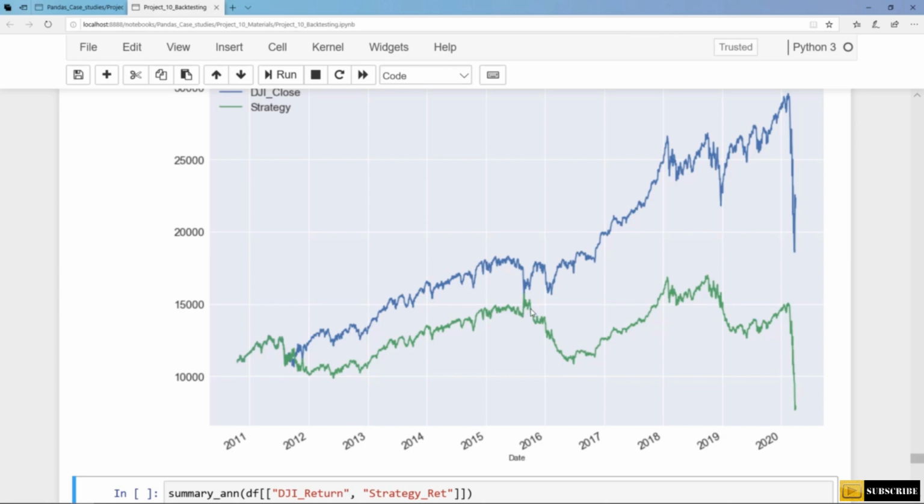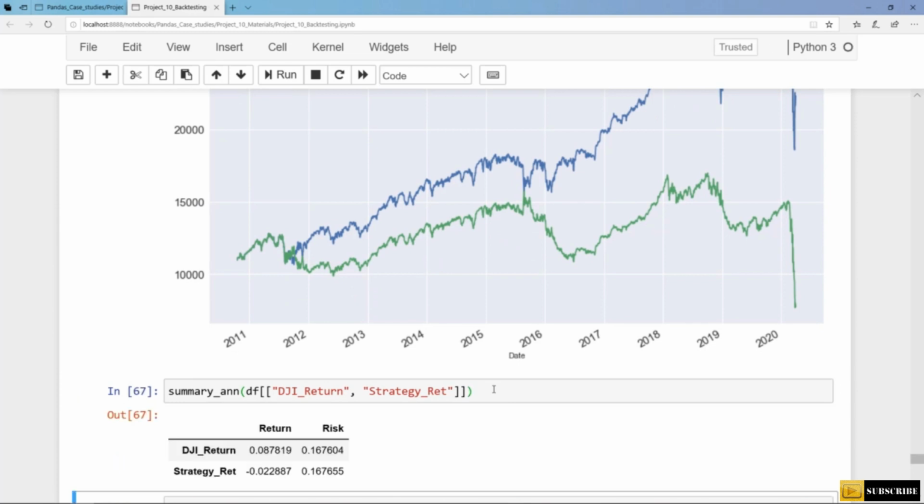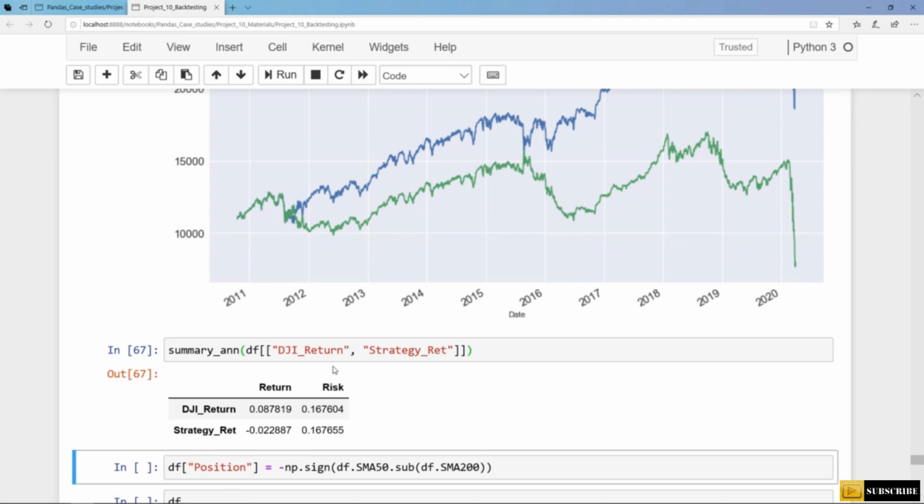And finally, let's also calculate annualized risk and return. And buy and hold has 8.7% annualized return, and our strategy -2.2%. So we couldn't find any evidence that a simple moving averages crossover momentum strategy over or outperforms buy and hold.